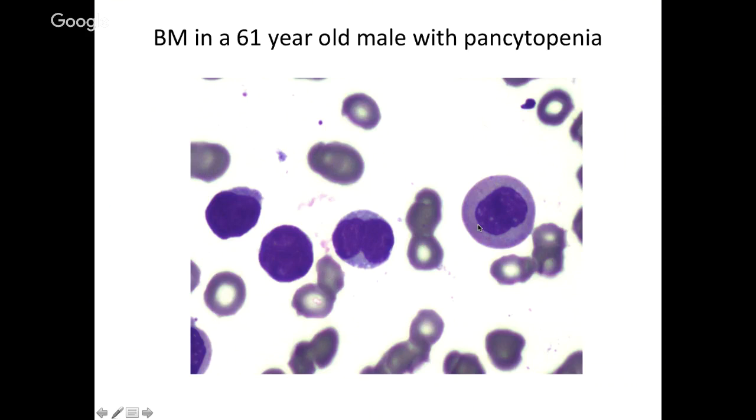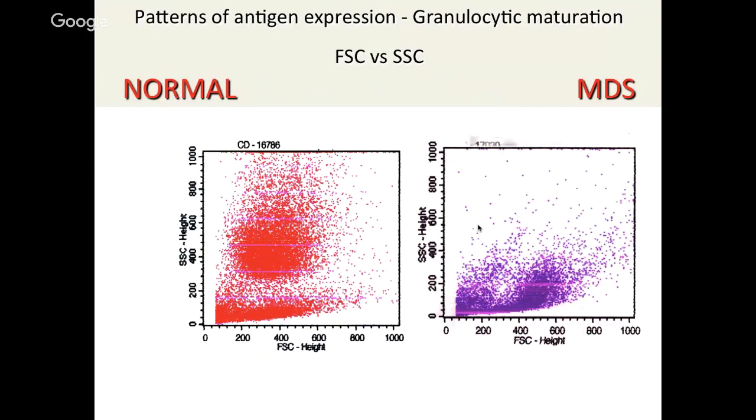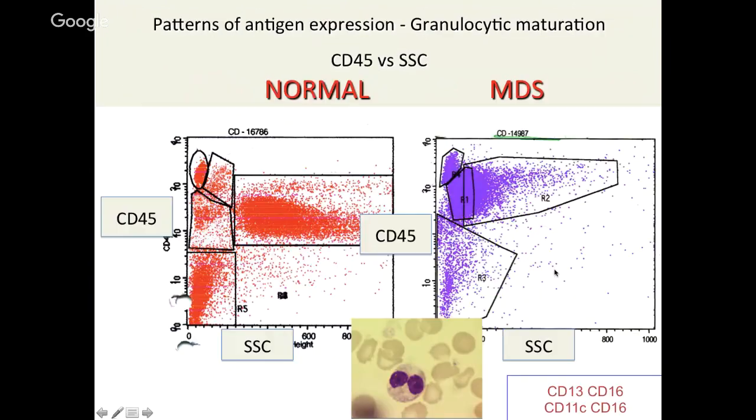Now if you do a flow in such cases, this is a normal on the left side, this is the MDS on the right side to compare. You see the granularity has come down. And if you do CD45, here also, this is normal, this side, and this is our patient of MDS. Your granules are less, so the myeloid series are almost kissing the y-axis. Here you see the nice granular cells, myeloid cells. Here the myeloid cells have all shifted to this side. This again basically tells you these are hypogranular myeloid cells.